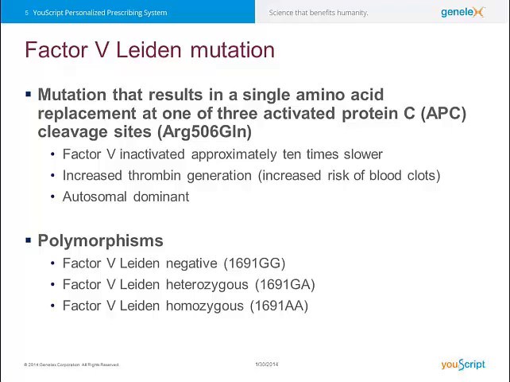Those that are Factor V Leiden negative have two normal alleles. Those that have the Factor V Leiden heterozygous polymorphism have one normal and one abnormal allele, and those with the Factor V Leiden homozygous polymorphism have two abnormal alleles.